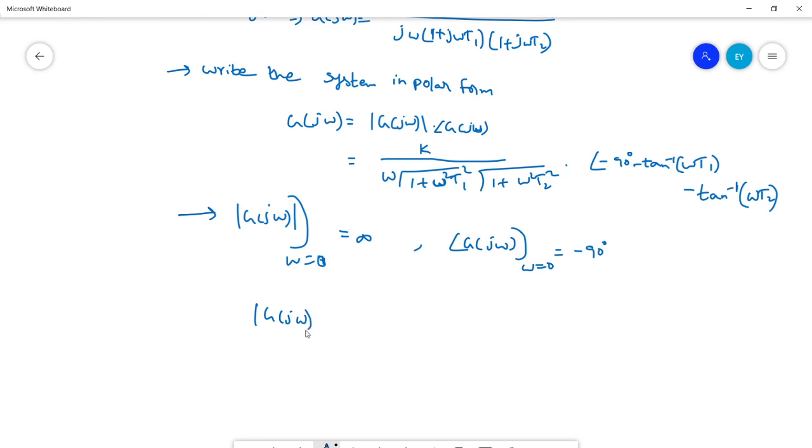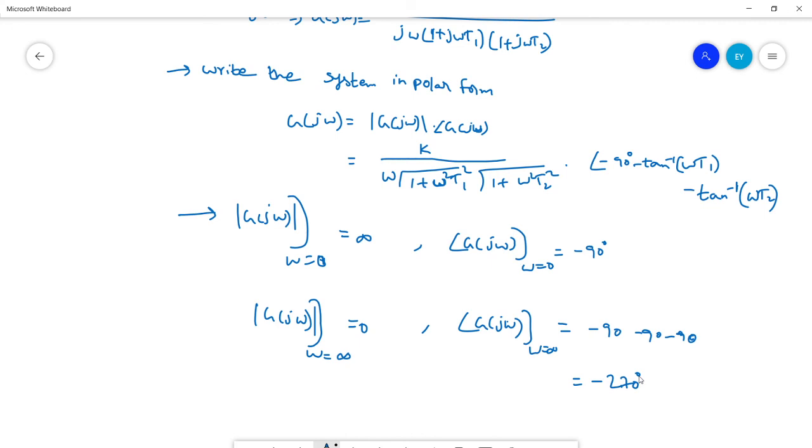G of j omega at omega equal to infinity. If you substitute omega equal to infinity here, the whole denominator will be infinity, and anything by infinity will be 0, so the magnitude will become 0. Similarly for the phase, if you substitute infinity, tan inverse of infinity is nothing but 90, so it becomes minus 90 and another minus 90. Altogether, the phase angle at omega equal to infinity, you get minus 270 degrees.